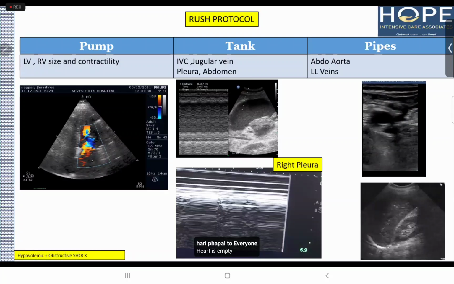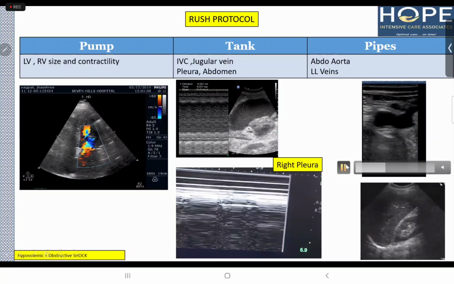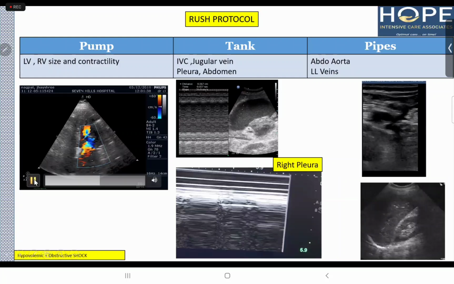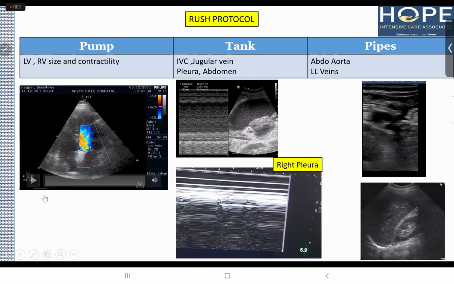Is my video working or is it getting stuck? The thing is that the pump video is not working properly. The rest of the others are working, but right now nothing is working, so all the videos have stopped. Okay, I'll go back and then start again.